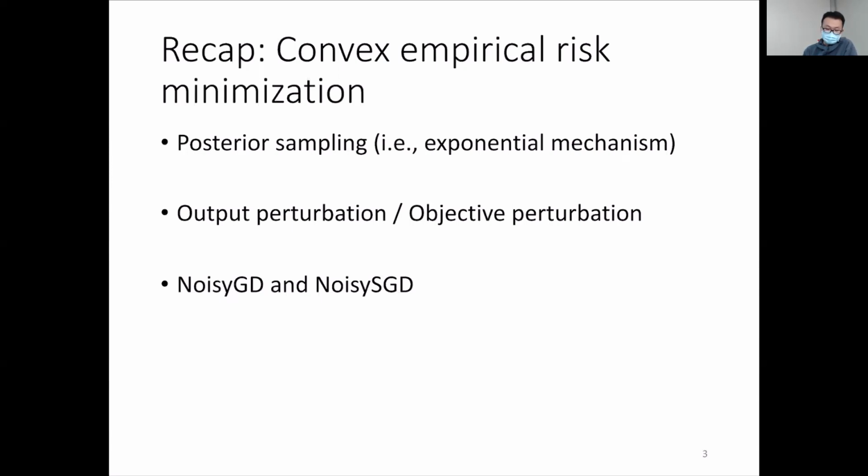And so we can simply add noise using the Gaussian mechanism or Laplace mechanism to those learned coefficients using output perturbation. A slightly better algorithm that leverages the convexity and the optimality condition is the so-called objective perturbation.